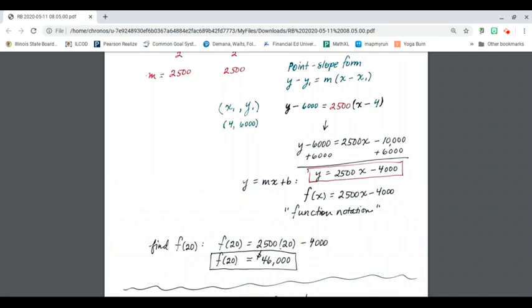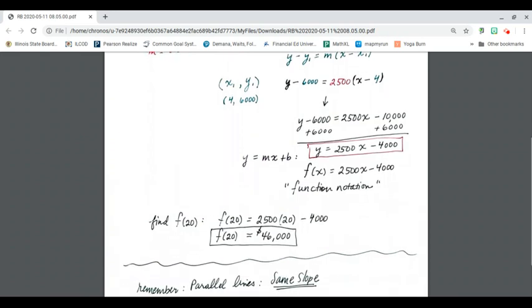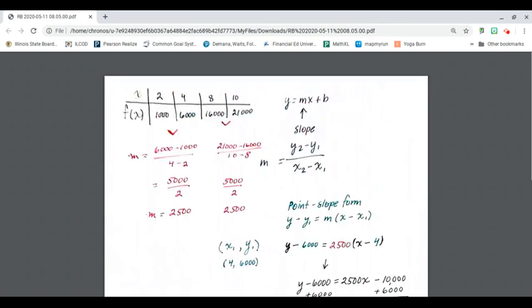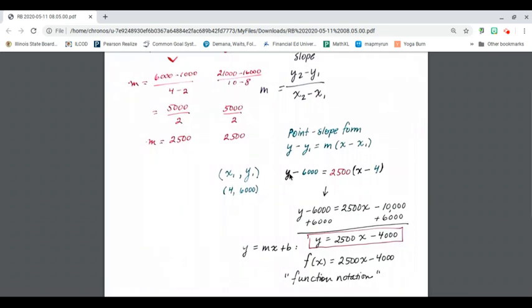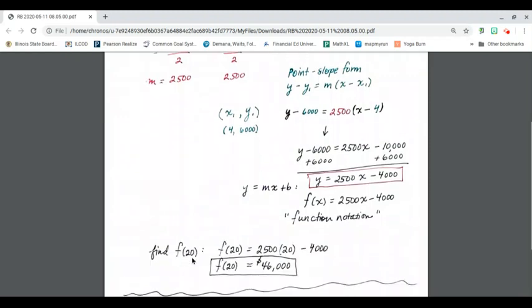All right, so plug in 20, 2,500 times 20, and then subtract 4,000, and that gives me $46,000 if I have 20 of them to sell in 10 years. So that's a crash course in slope-intercept form, or the linear function family. Writing in point slope form is just quick and easy. You can manipulate it down into slope-intercept form, and then a function can be evaluated at any point you want.